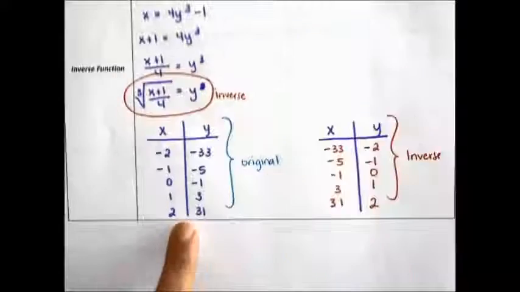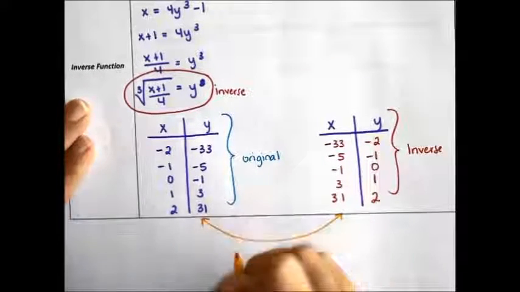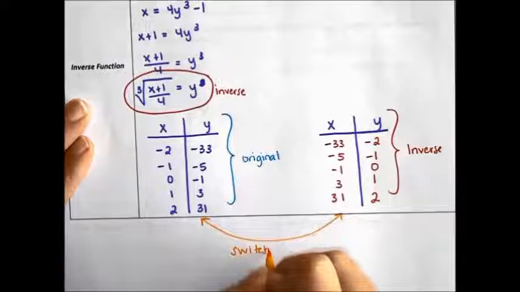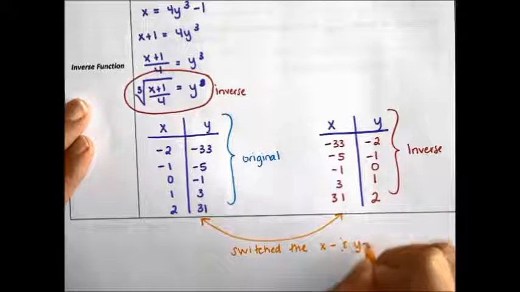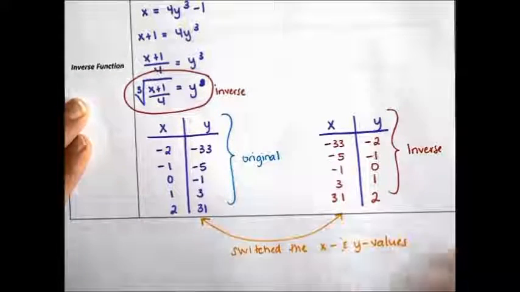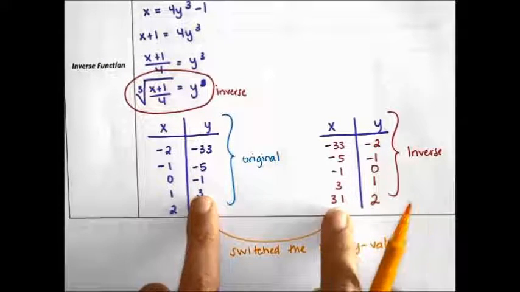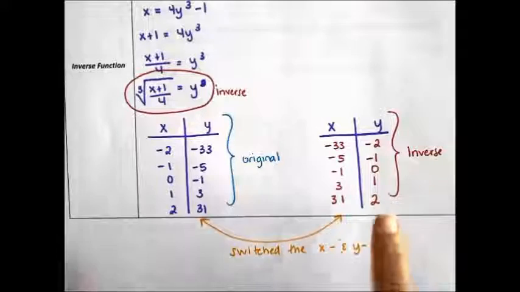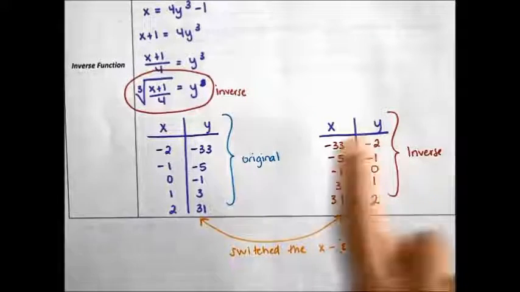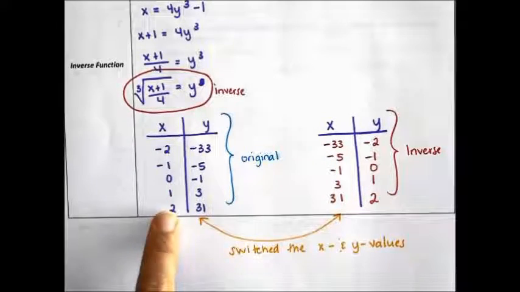Do you notice that all that the inverse did was switch the x and y values from the original? It takes your outputs from the original, and when you plug them in, it gives you back the inputs from the original. Now that's going to be really important for a second: when we're talking about an inverse, the inputs are the old outputs and the outputs are the old inputs. So it's really important to understand that.